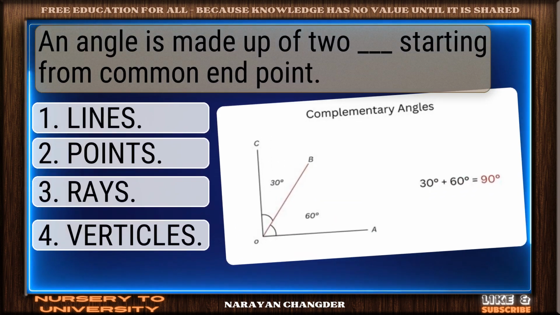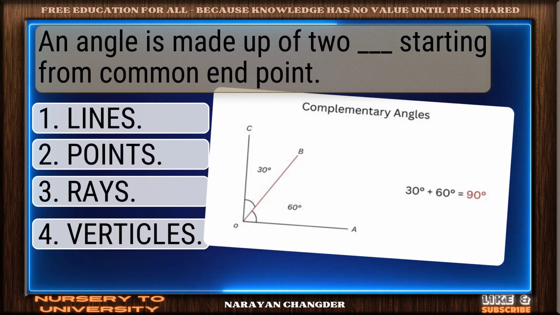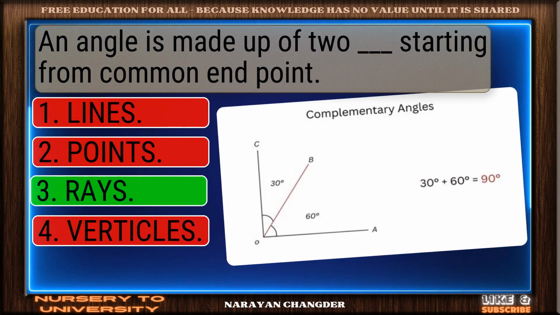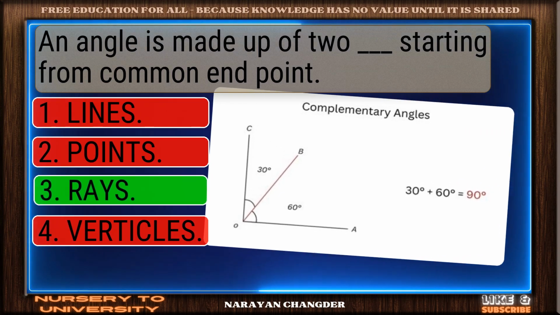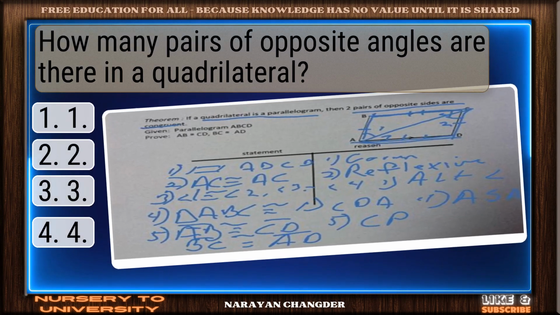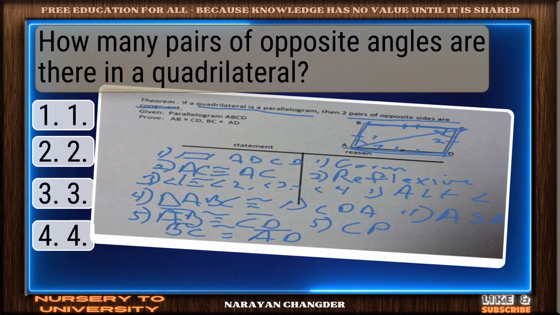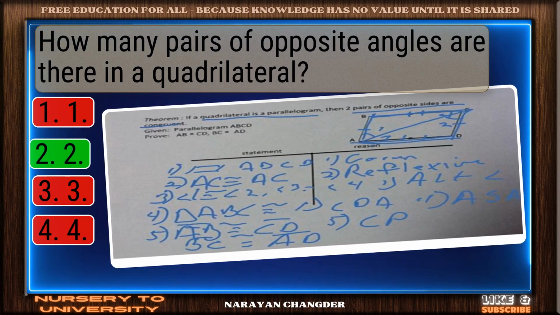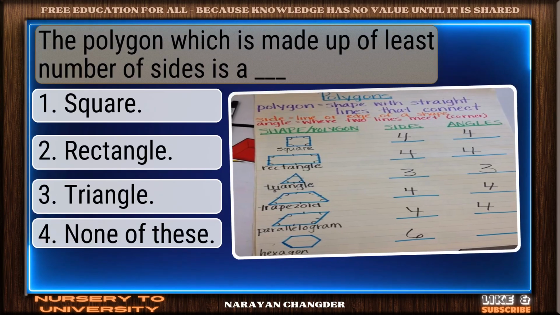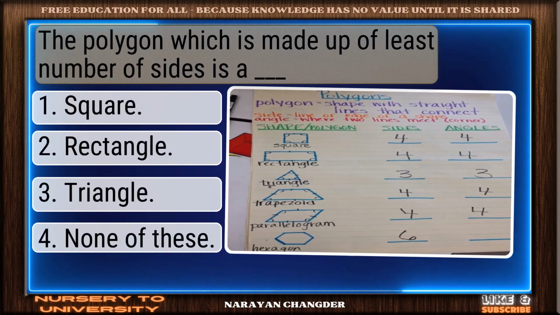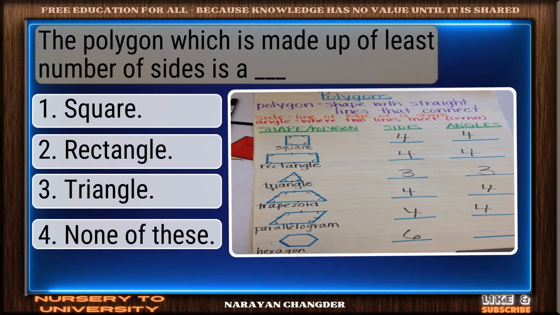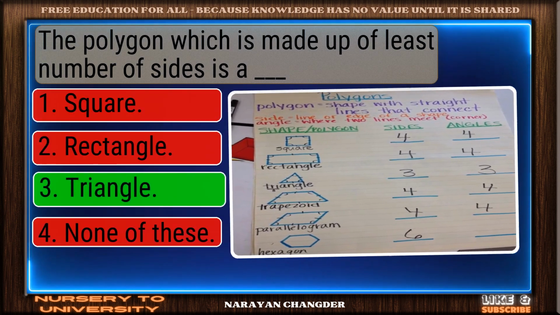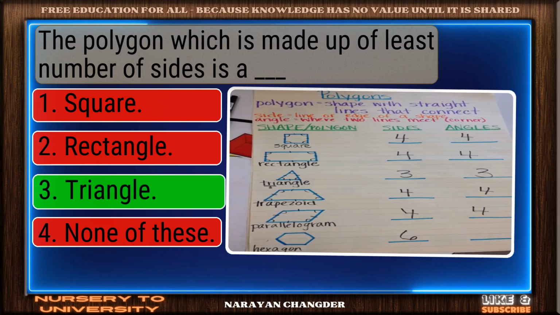An angle is made up of two dash starting from common endpoint. Good thinking. Rays is the right answer. How many pairs of opposite angles are there in a quadrilateral? Perfect. 2 is the correct choice. The polygon, which is made up of least number of sides, is a dash. Excellent. Triangle is a brilliant choice.